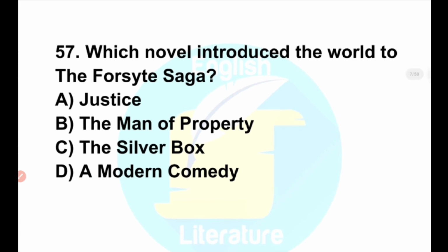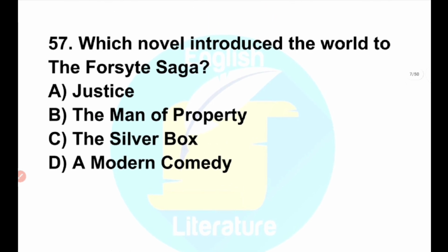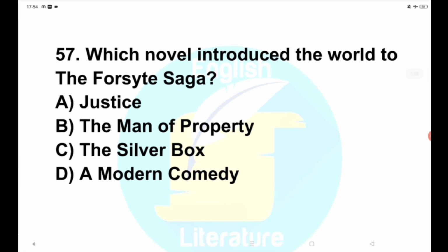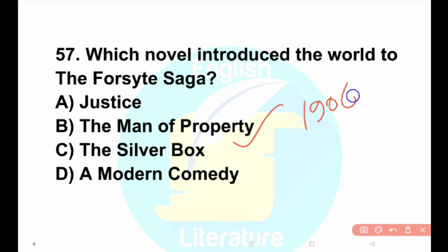Which novel introduced the world to the Forsyte Saga? Option B, The Man of Property. The Man of Property, 1906, was the first novel in the Forsyte Saga, introducing the Forsyte family and its theme of wealth and possession.